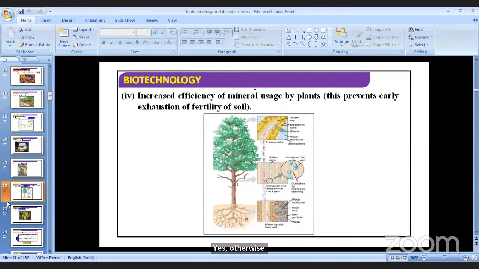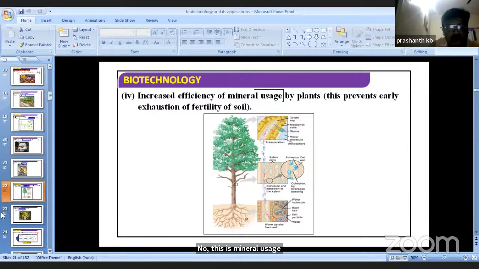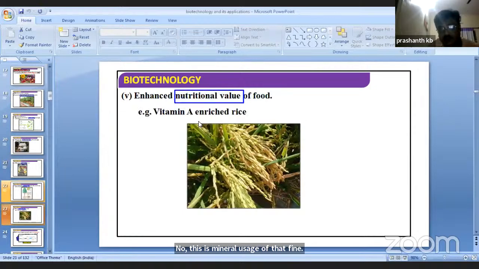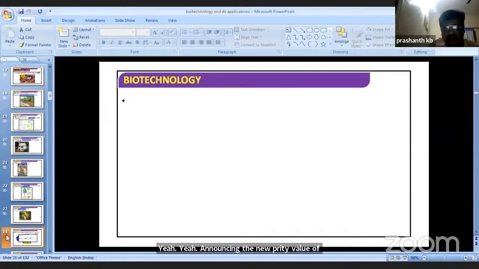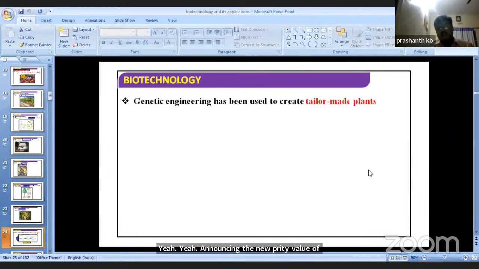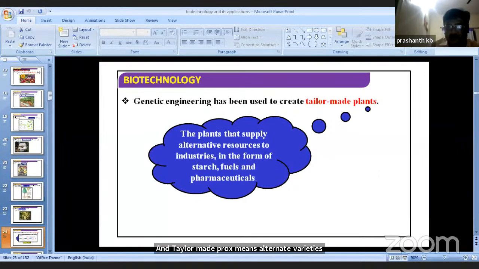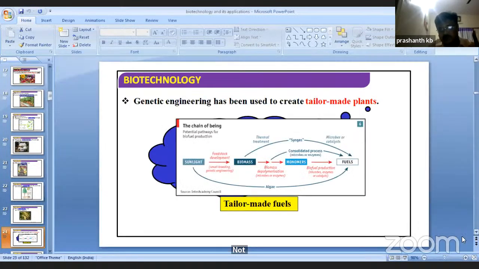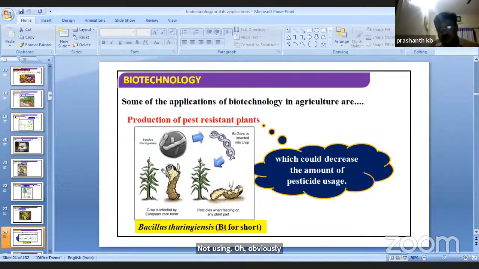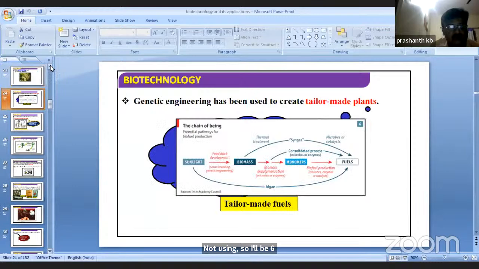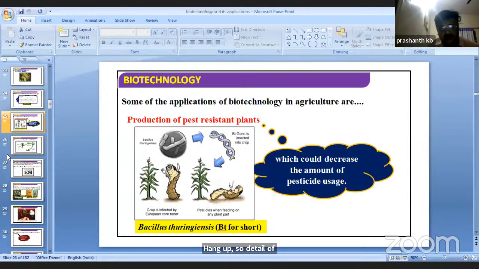Okay, now this is mineral usage of the soil resources. This is enhancing the nutritive value of the food, vitamin A, golden rice. Now let us go to the next slide. Tailor-made crops means alternate varieties we are using. So students, there are actually 5 points, totally 6 points, and all these 6 points are very, very important. Tailor-made crops. Now let us come to the details of tailor-made crops. Let us come to the next one.